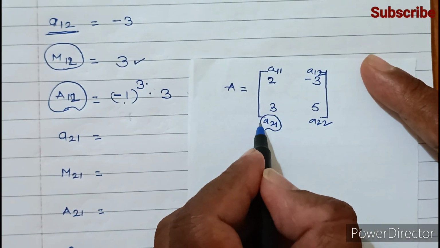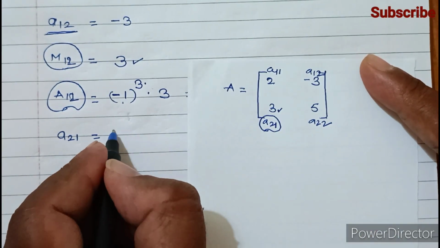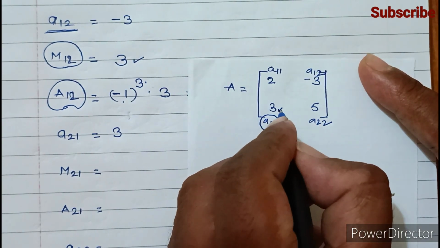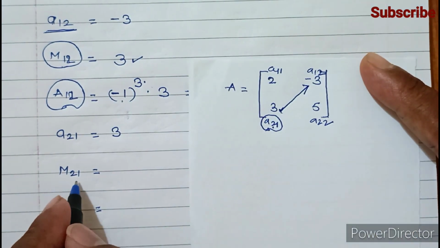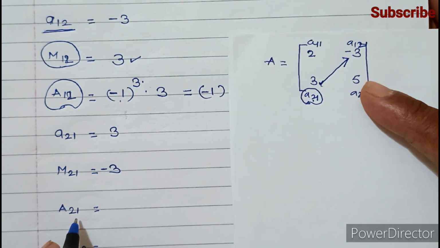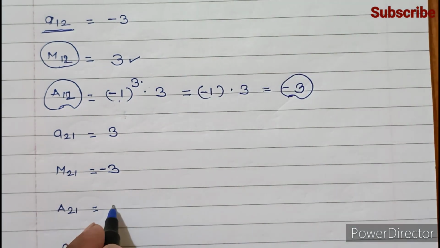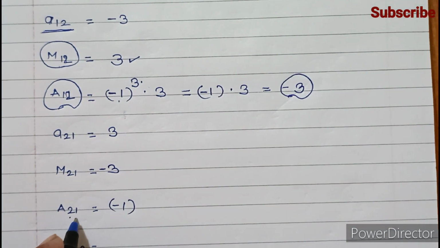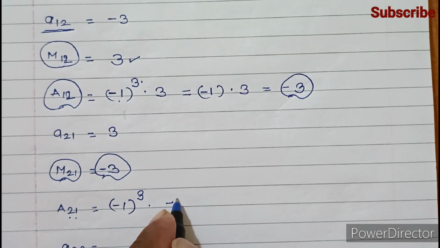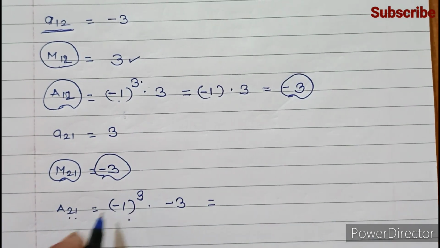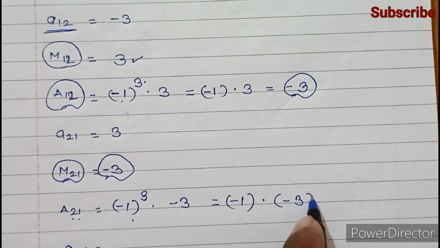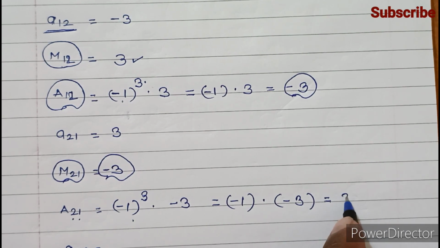The value of this A21 is 3. Write down here 3. The minor of A21, means the minor of this 3, is minus 3. Minor of 21 is minus 3. The cofactor of 21 will become minus 1 to the power 2 plus 1, that is 3, into the minor M21, that is minus 3, which equals minus 1 to the power 3, that is minus 1 into minus 3, which will be plus 3.